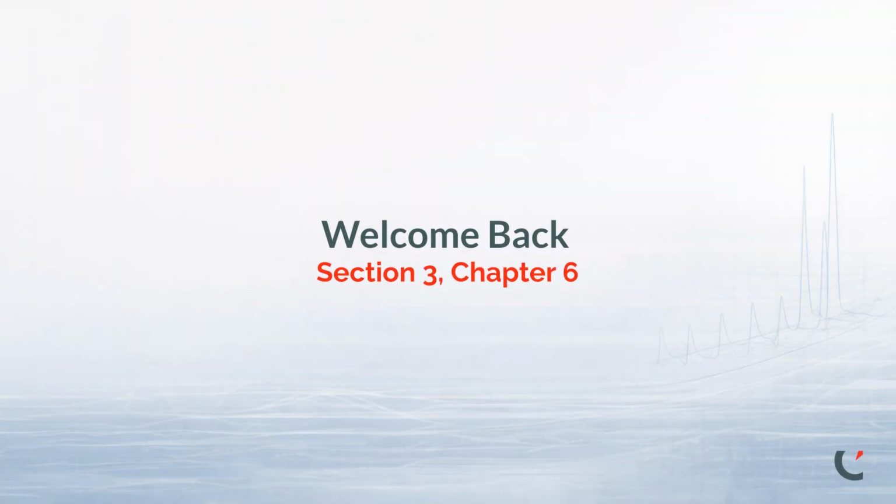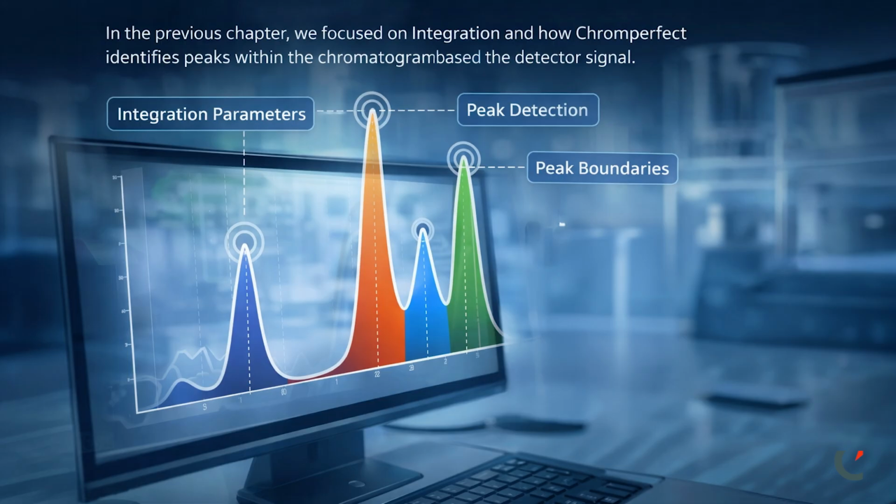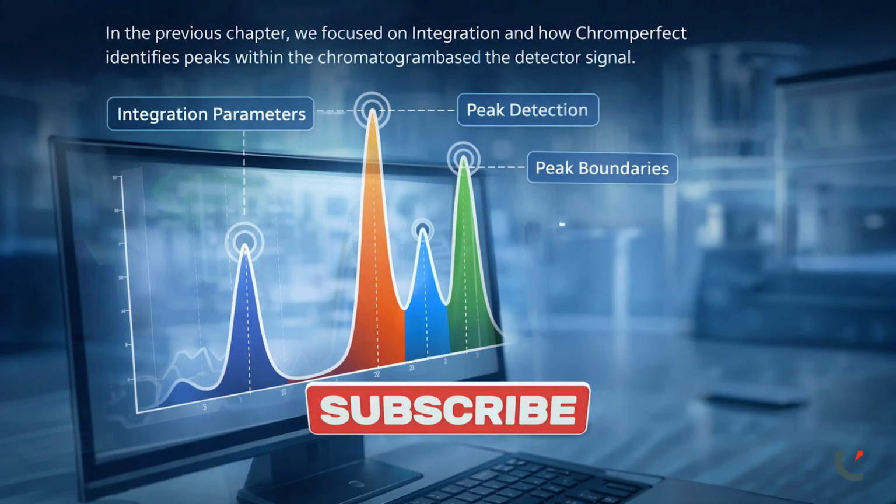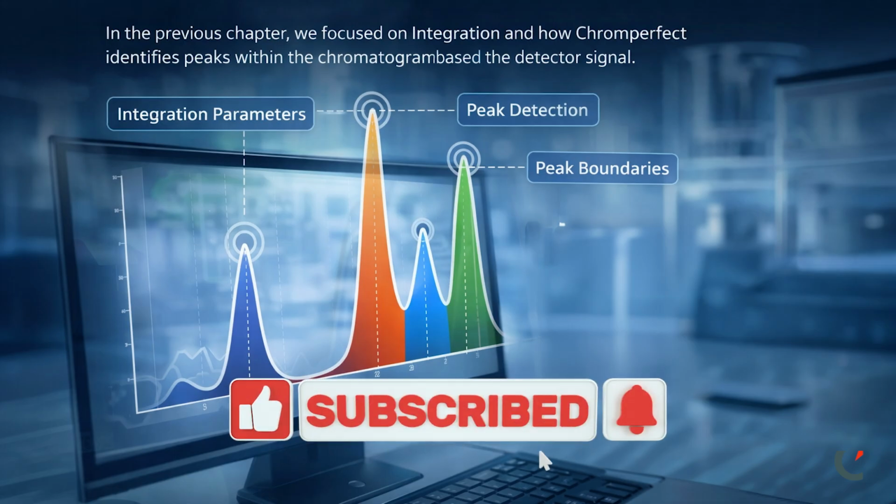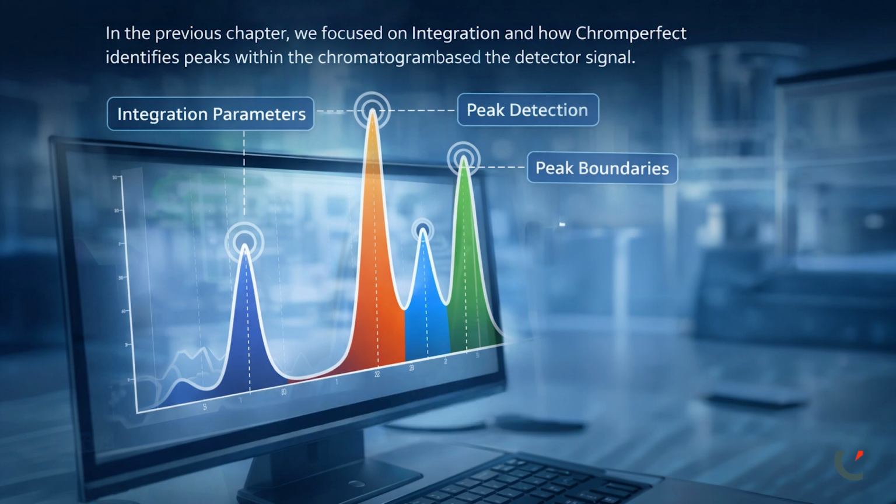We are currently working through Section 3, Working with Chromatograms. This section focuses on the tools used to examine and interpret chromatographic data within the analyze environment. In the previous chapter, we focused on integration and how Chromperfect identifies peaks within the chromatogram based on the detector signal. We looked at how integration parameters control peak detection and how the system determines peak boundaries. But at that stage, no identification or quantification was discussed.